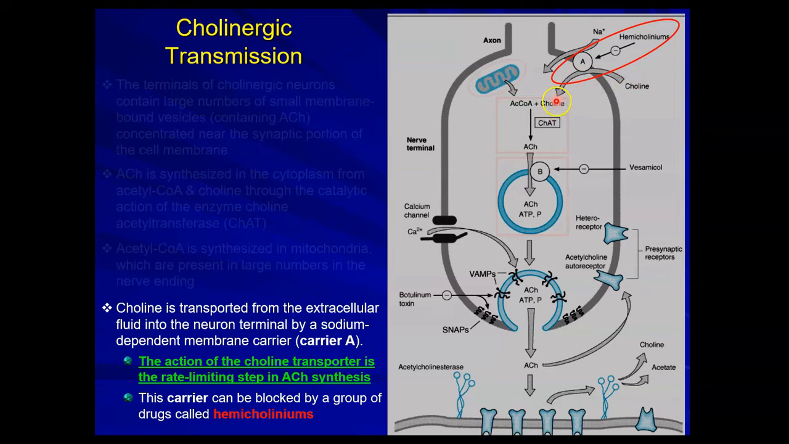So now I have the precursor molecules, choline from the extracellular fluid and acetyl-CoA, and under the influence of the enzyme ChAT, choline acetyltransferase, acetylcholine is formed. Then this acetylcholine needs to be stored in the vesicle. But before that, this choline transporter, carrier A, can be pharmacologically inhibited by a group of drugs called hemicholiniums.